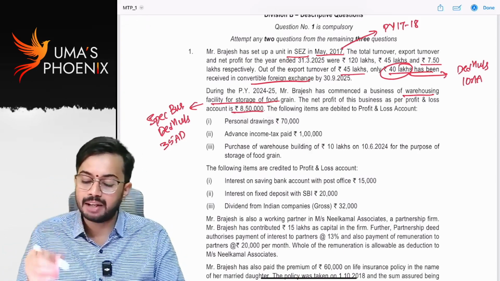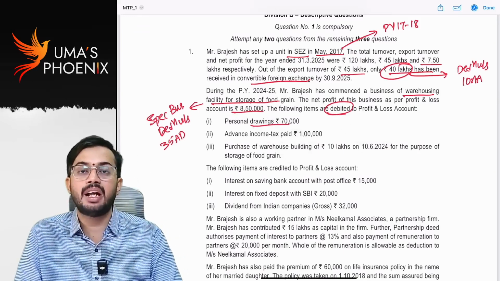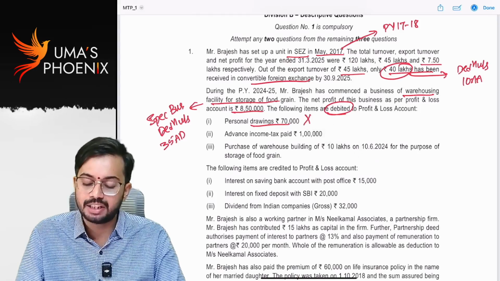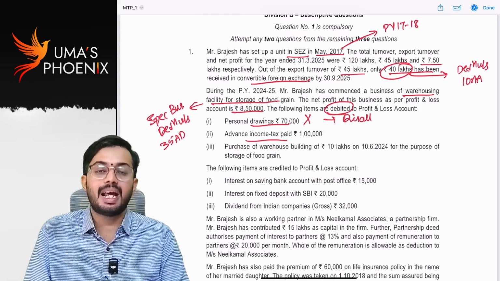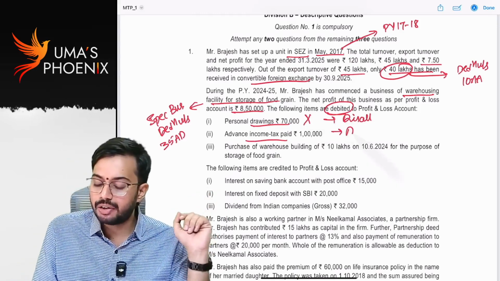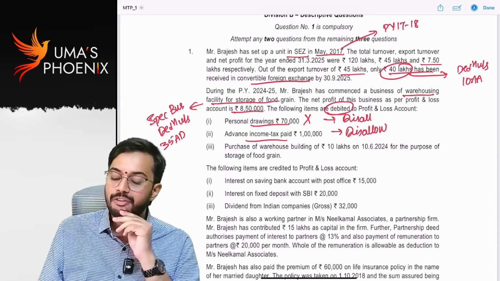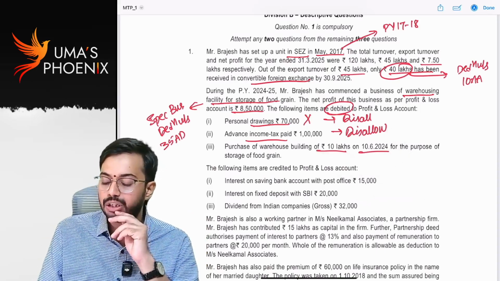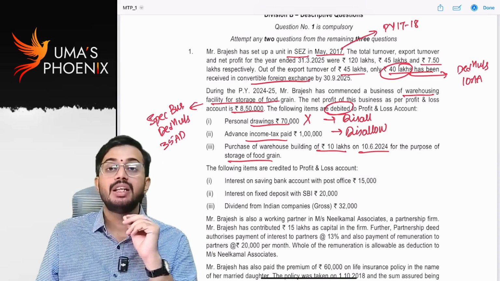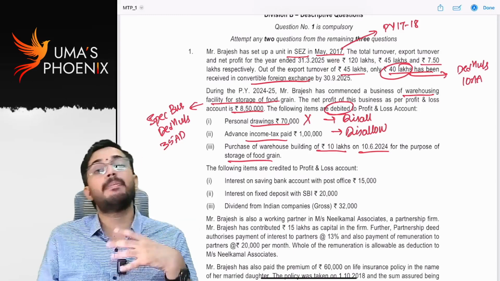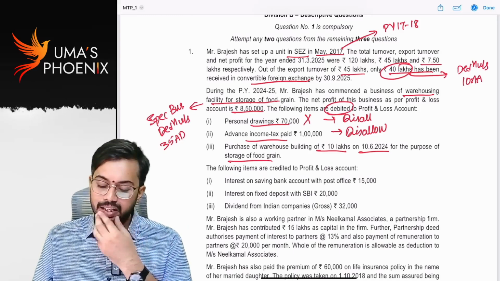The following items are debited to P&L account. Personal drawings are debited, that is not allowed as deduction, that is to be disallowed. Advance income tax is also not allowed as deduction, so we need to disallow income tax also. Purchase of warehouse building for 10 lakhs on 10th June 2024 for the purpose of storage of food grain. See, for a specified business, 100% of the capital expenditure is allowed as deduction, so you can claim the deduction.